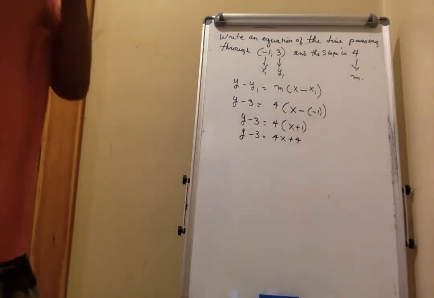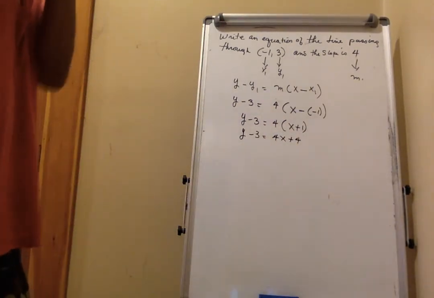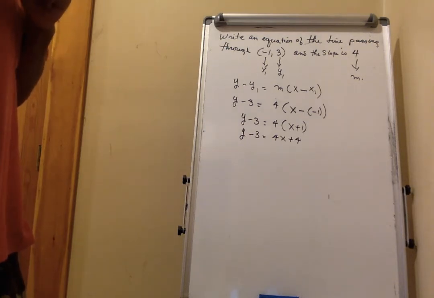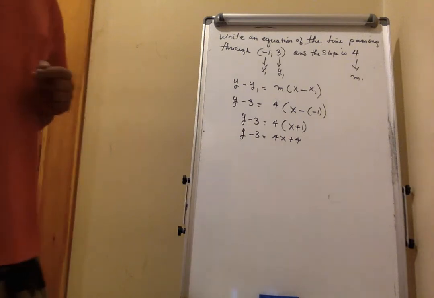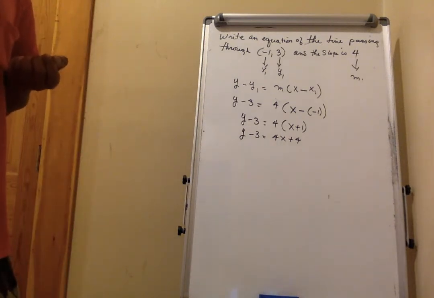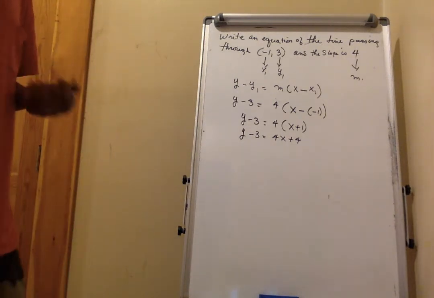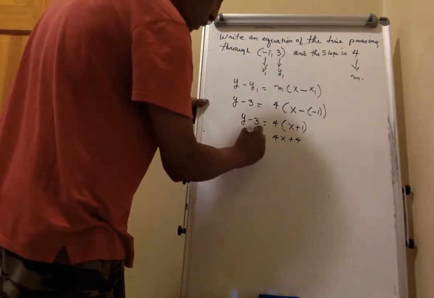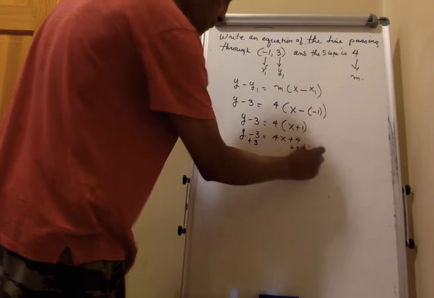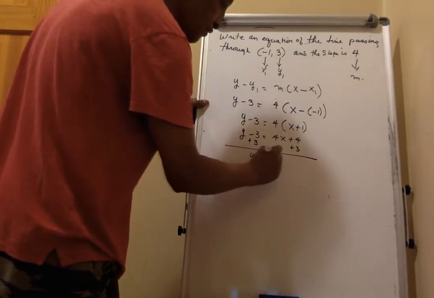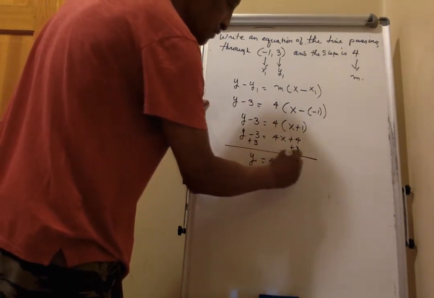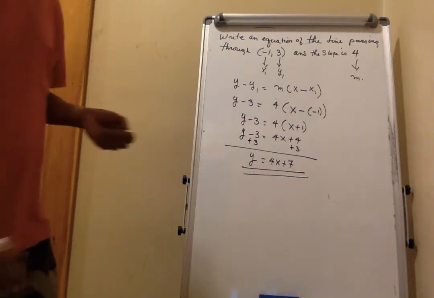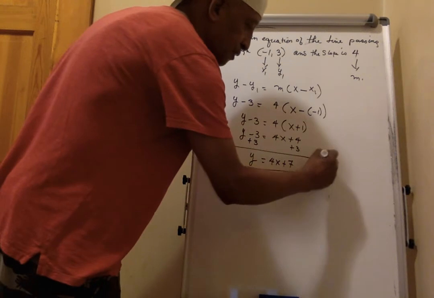You wrote the equation in the form of point slope form, but you would be asked to write it in a slope intercept form, which is quite easy. Isolate y by itself. So you add 3 to both sides. So you have y is equal to 4x plus 7. This is what we call slope intercept form.